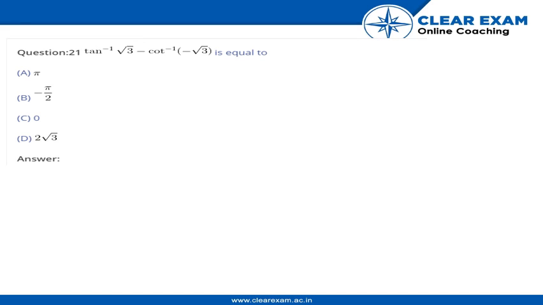This question is from inverse trigonometric functions, and it is similar to the questions where we have to sort out some answer from a given expression. I mean, we have to subtract or add something to a given expression. So let's try this question. The question is written on the screen. Let me highlight it for you. We have to find the value of tan inverse root 3 minus cot inverse minus root 3.